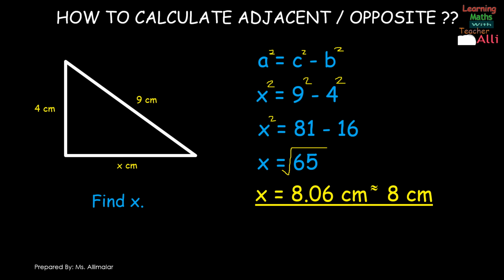So 81, if you minus 16, you will get 65. So which means x square is equals to 65. If x square is equals to 65, how about x? What you should do? x square is equals to 65. I'm sorry, guys, it's 65. How about x? You must put here x equals to, what is the opposite of square?